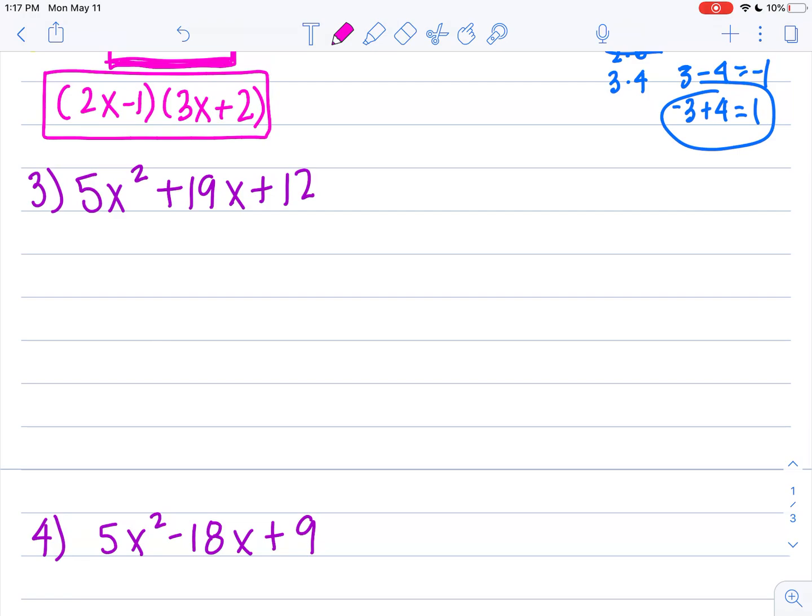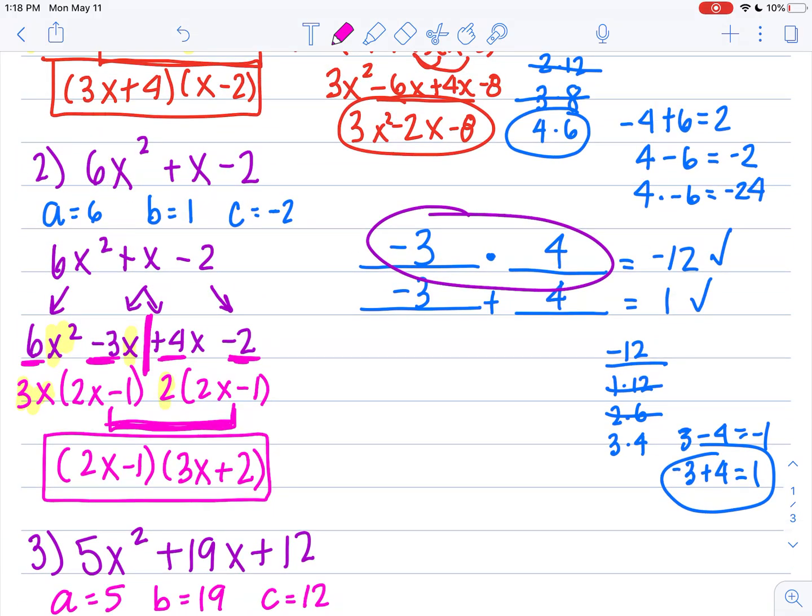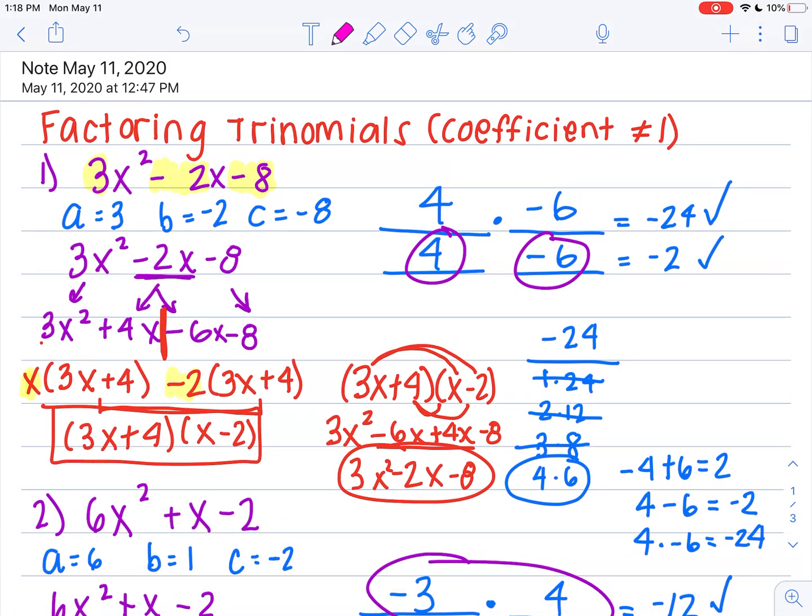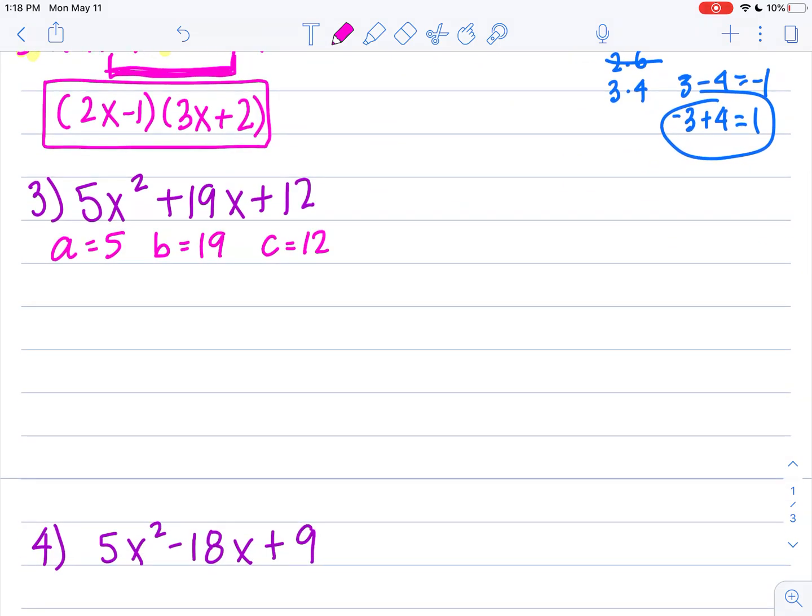I just did 4 this time. Okay, 5. So we're going to do A equals 5, B is 19, and C is 12. So we know we can't do that trick, by the way, because remember, this is not 1. This is not 1. This is not 1. In our last factoring, all of those were just a 1x squared. Okay. So now we're going to find a number times a number equals A times C. So 5 times 12 is 60. And another number plus a number is 19.